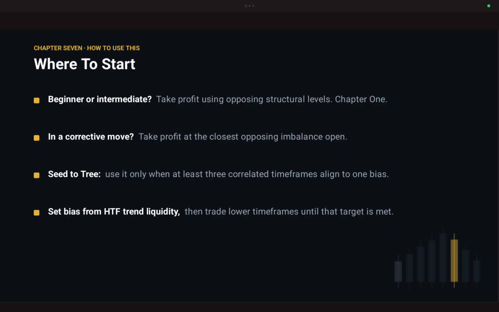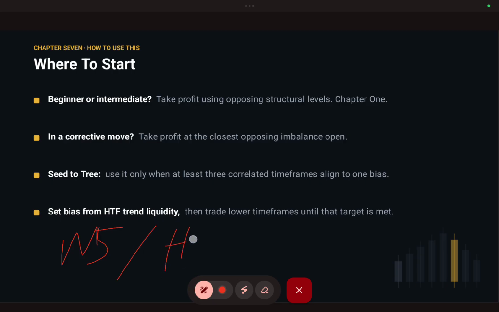Okay, so when you want to trade seed to tree, entry time frame and target time frame, use it only when at least 3 correlated time frames align to one bias. I'll give you an example quickly. 3 correlated time frames. Let's say you want to take your trade on 5 minutes, M5. You must make sure that M5 correlates with H1, which in turn will correlate with D1.